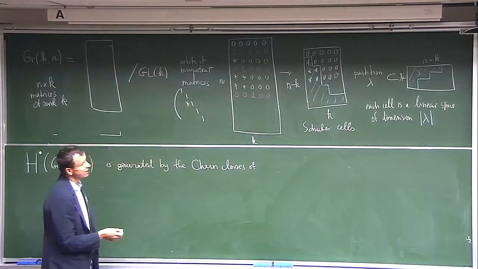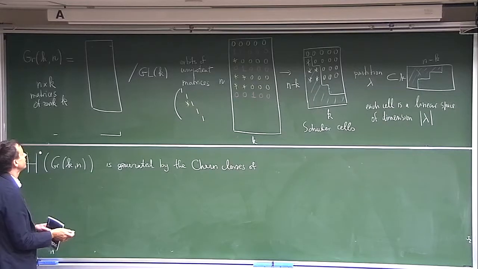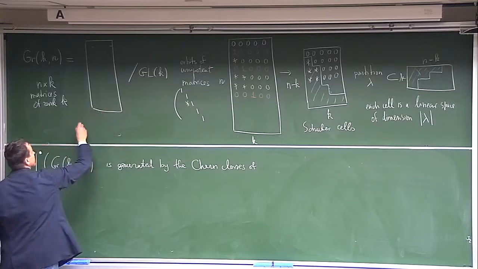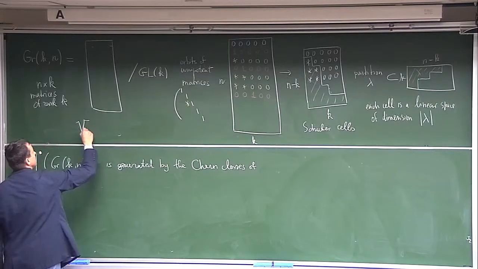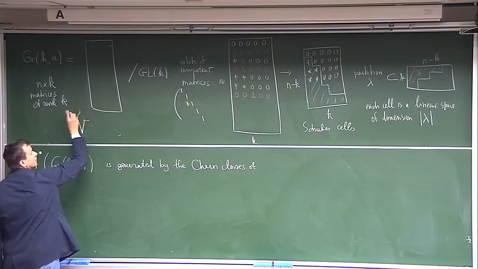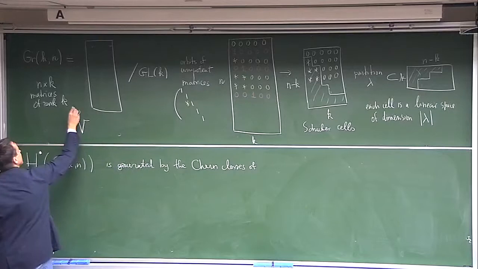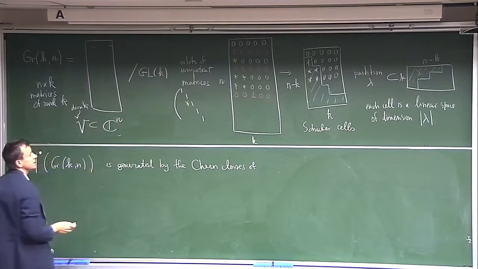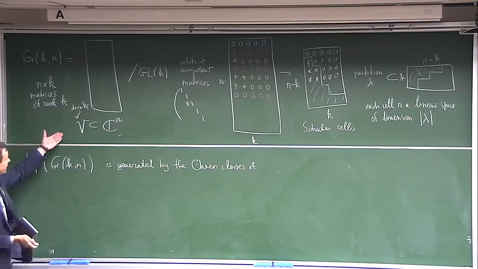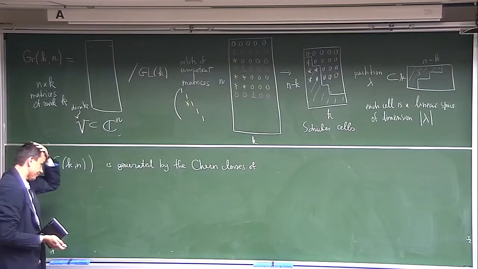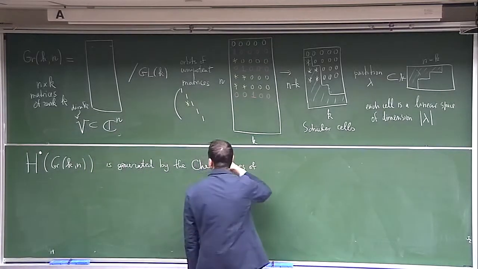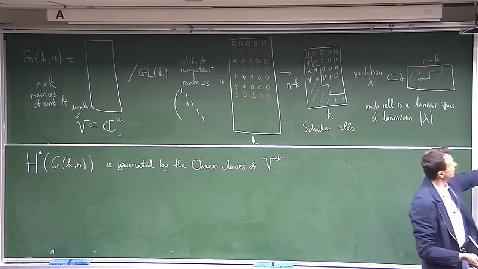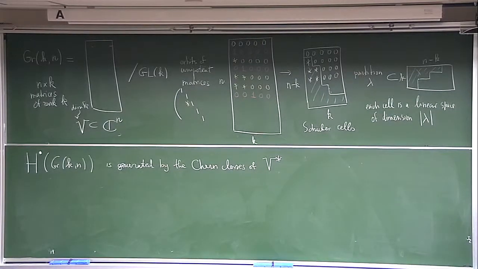Over the Grassmannian you have a tautological bundle. If I have a linear space, the column span of this matrix is some linear space V, a k-dimensional space inside C^n. This is the tautological rank k vector bundle. Chern classes of V generate cohomology. Well, in fact, better take V dual, because by the same reason as before, it's better to take the first Chern class of O(1) than O(-1).